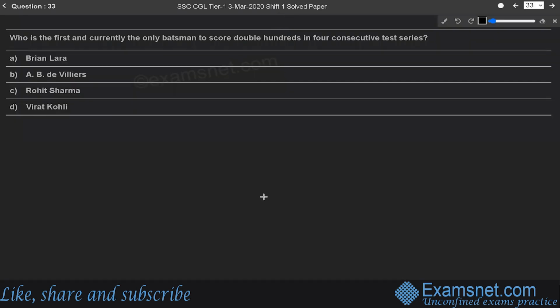Next question is, who is the first and currently the only batsman to score double hundreds in 4 consecutive test series? The options are Brian Lara, AB de Villiers, Rohit Sharma and Virat Kohli. So let us know about all of them one by one. Brian Lara is an international cricketer, and he is also one of the greatest batsmen.